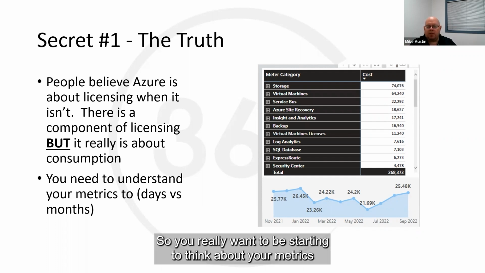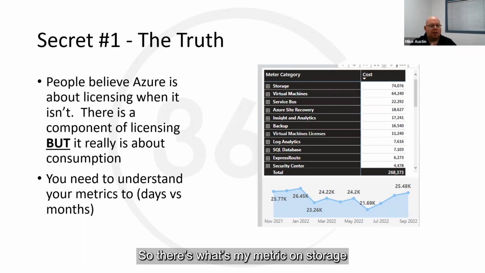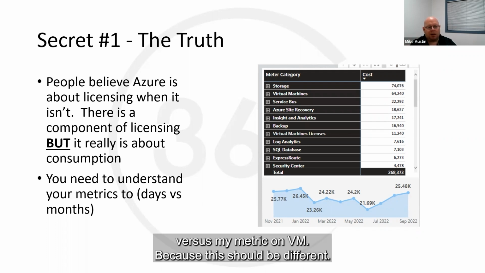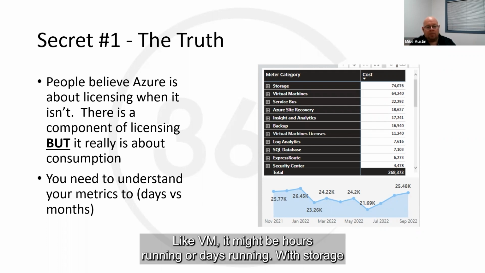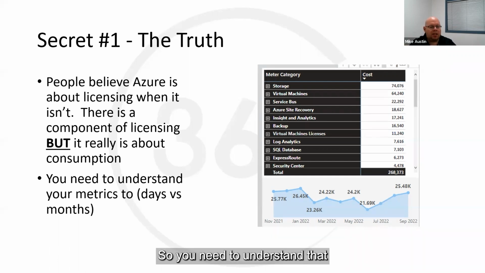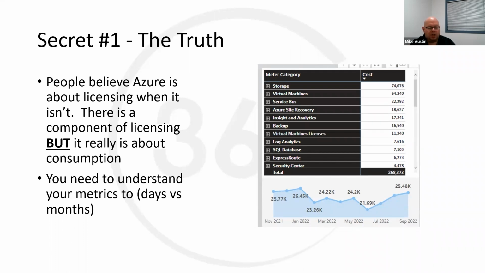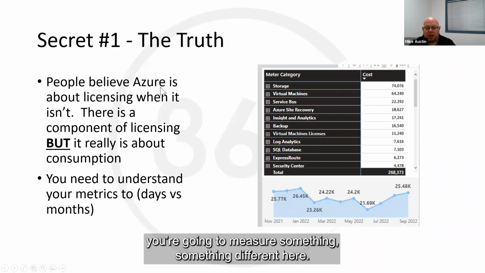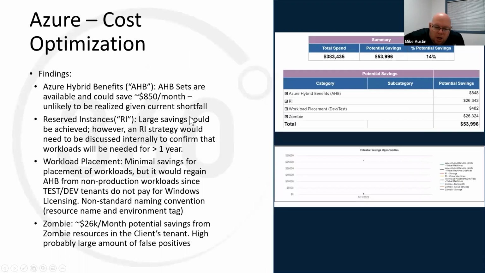So you really want to be starting to think about your metrics, because different metrics apply to different things, right? So what's my metric on storage versus my metric on VM, right? Because they should be different. Like on VM, it might be hours running or days running. With storage, it's going to be gigabytes or terabytes or whatever, right? So you need to understand that each service or resource, you're going to measure something different here, okay?